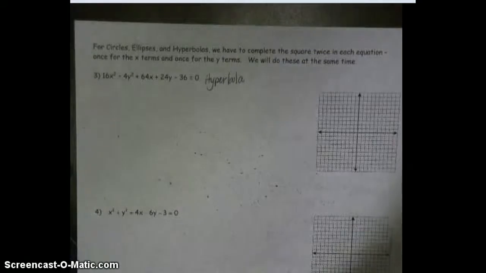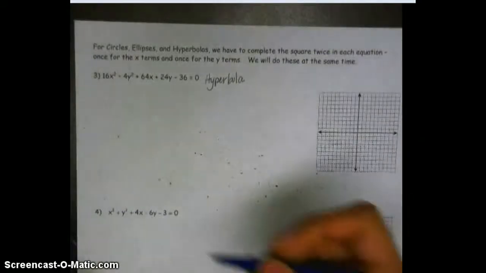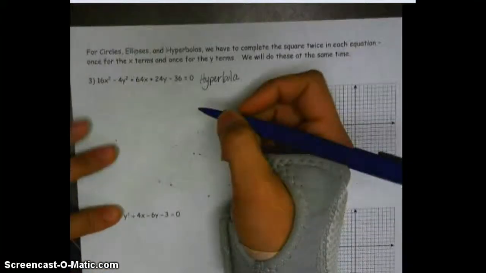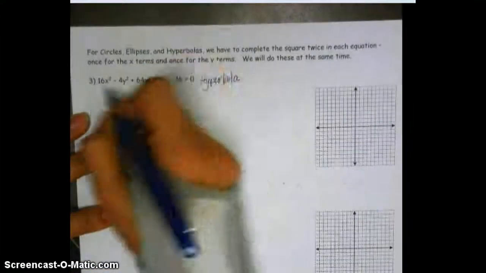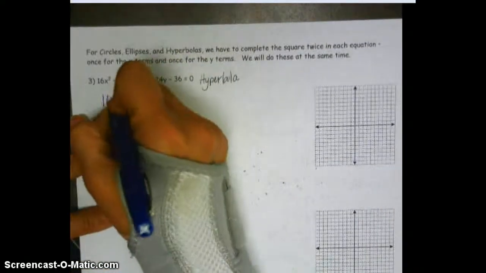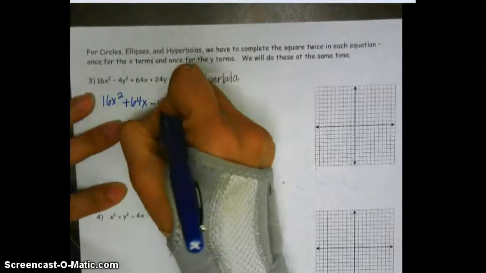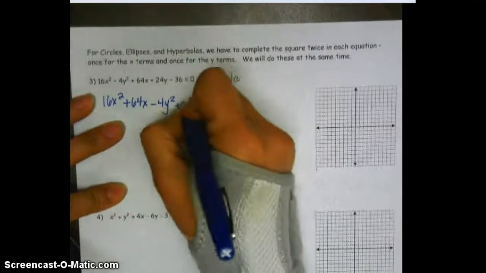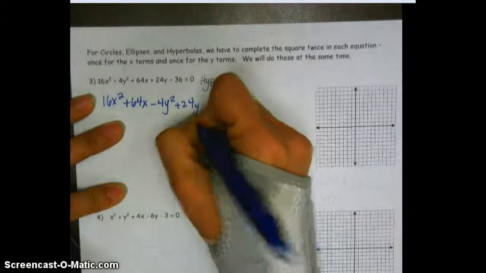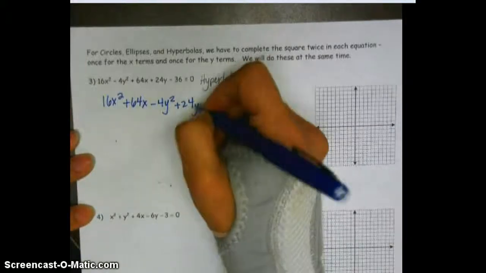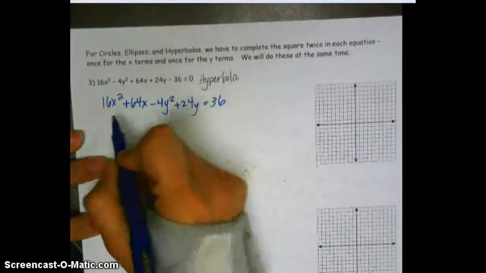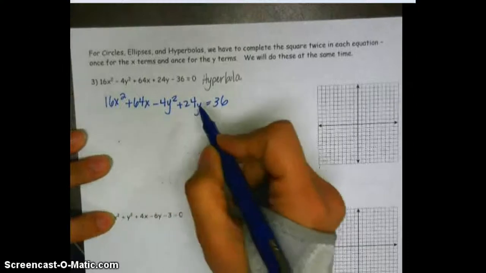So we're going to have to move some things around, and actually I'm going to start color coding so that we can see the differences of completing the square, because we're going to have to do this twice. First I'm going to rearrange it so x's are together and y's are together. And I know that I'm going to have to move this 36 to the other side. Now my x's are grouped together and my y's are grouped together.